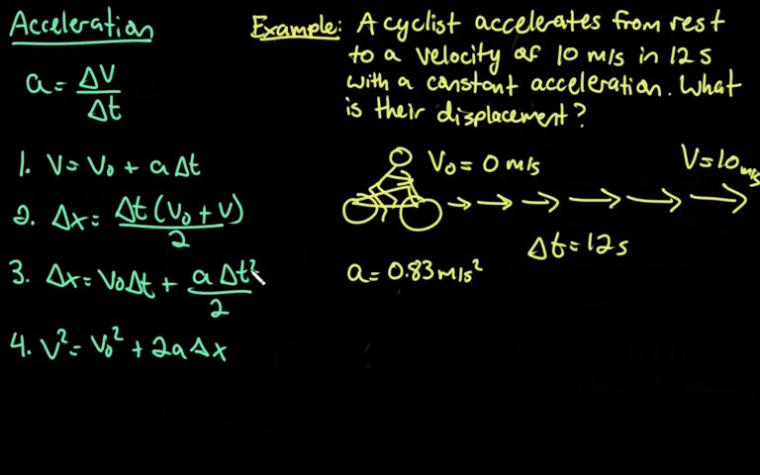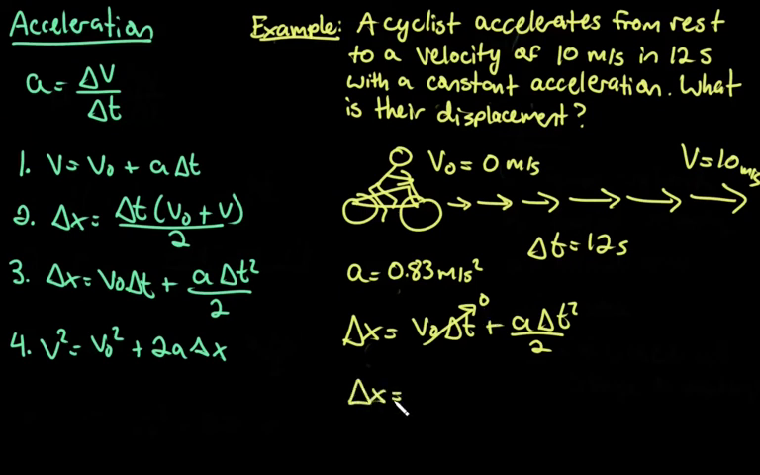Out of these three, number 3 is actually the easiest to work with, and I'll show you why. So delta x is equal to v naught delta t plus a delta t squared over 2. V naught, as we see, is actually 0. So when you take v naught multiplied by time, we would still get 0. So this whole thing right here can be crossed out because we know it goes to 0. So we can rewrite this as delta x is equal to acceleration times your delta t squared divided by 2.